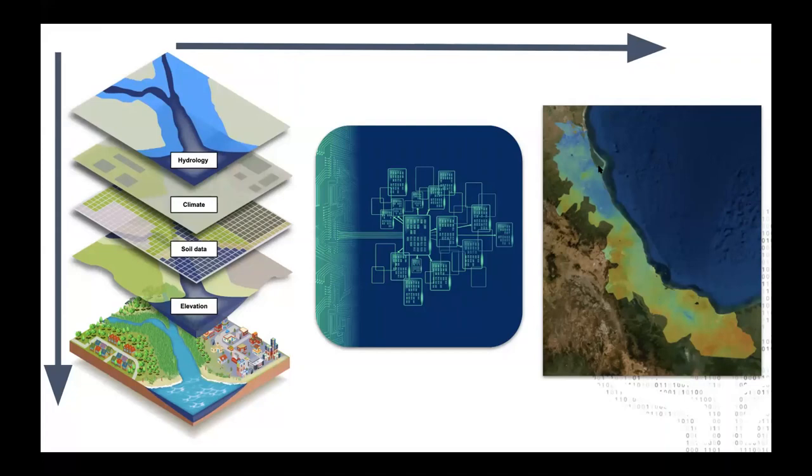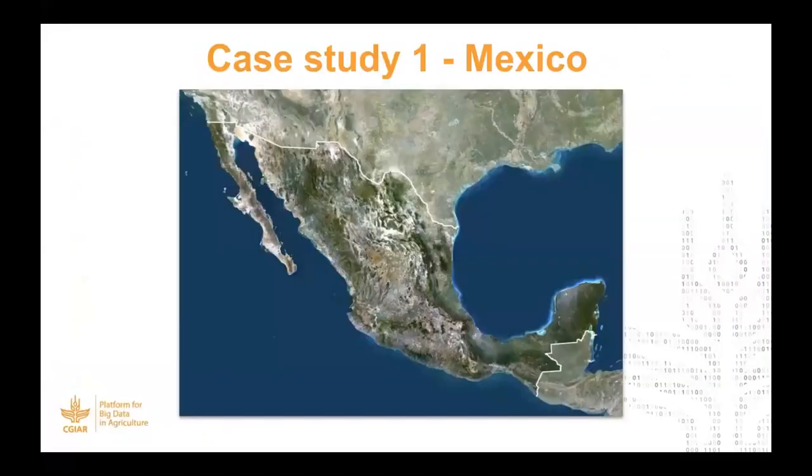So that allows us to produce these types of maps on the right, which are pretty high resolution. And one of the benefits is we can understand really the error, which we couldn't get from a lot of the older models that we've been using. So our first case study comes from Mexico.